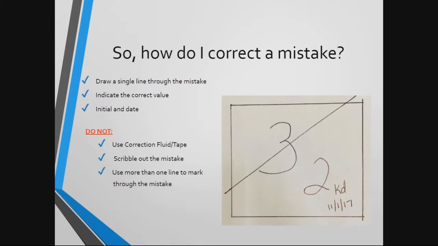This slide demonstrates how a mistake on a document in the lab should be corrected. In this example, I meant to indicate a refrigerator temperature of 2 instead of the 3. So to correct it, I draw a single line through the 3 and then indicate the 2 next to it along with my initials and date. This method ensures that if anyone ever needed to refer back to the erroneous data, they could, and they would also know who made the correction to the error and when the correction was made.